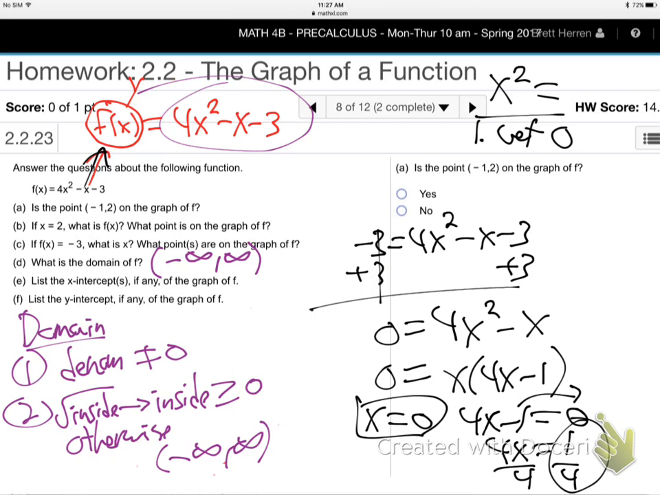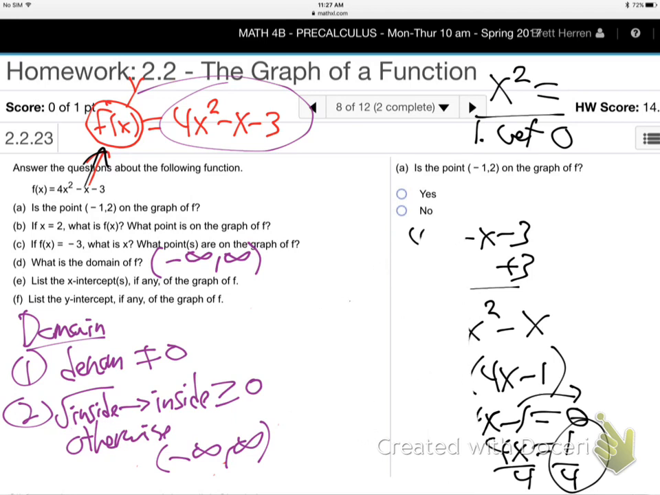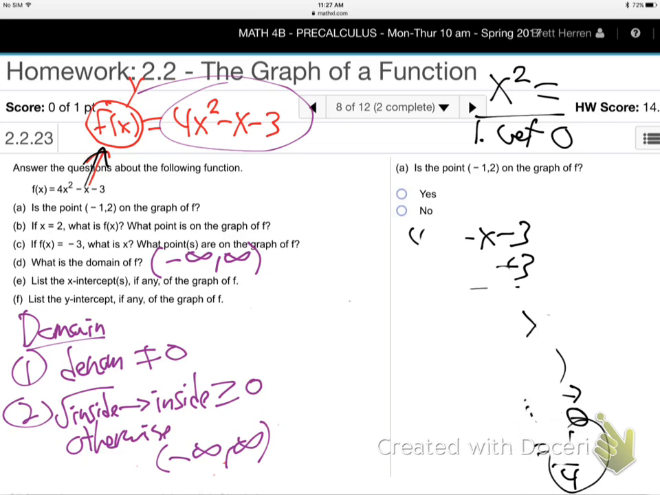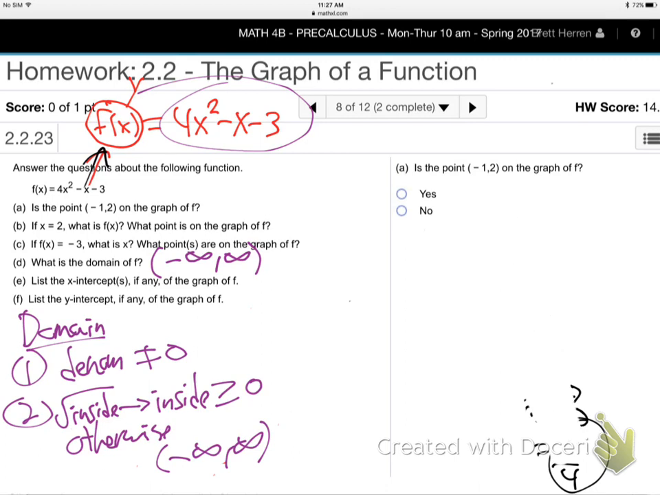List the x intercepts and then list the y intercepts. Okay, so how do we do that? How do we find the intercepts without a picture? What do we do? Set the equation equal to 0. Yeah. Do you know that intercept points always have one of their numbers 0? Right? Do you remember that?